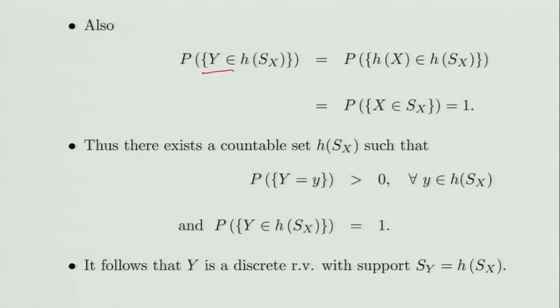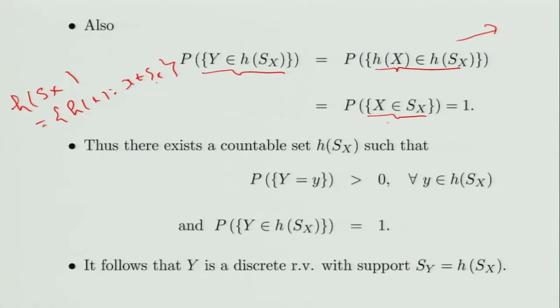So let us look at what is the probability that Y belongs to h(SX). But Y is same as h(X), so this is same as h(X) belongs to h(SX). But h(X) belongs to h(SX) if and only if X belongs to SX. That is very obvious because if X belongs to SX implies h(X) belongs to h(SX). Now if h(X) belongs to h(SX), by definition of h(SX), this is same as collection of all those h(x) such that x belongs to SX. So if h(X) is belonging to this, that means this X has to be in SX. And probability X belonging to SX is 1.